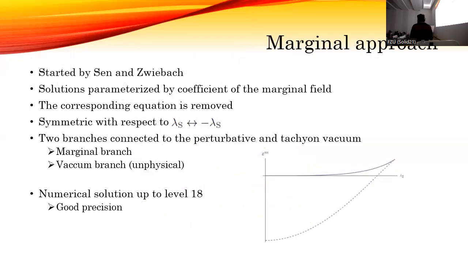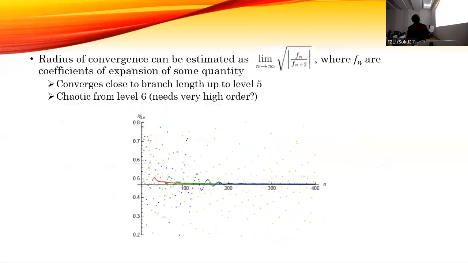Excuse me, I somehow missed what was plotted on the vertical axis in this picture. I plot the estimated radius of convergence by doing this kind of ratio between coefficients of the expansion of some quantity. I think this is for one of the gauge invariants, but I don't remember which one it was. The radius of convergence of the sum in lambdas. Yes. So it suggests that it has a finite radius of convergence.